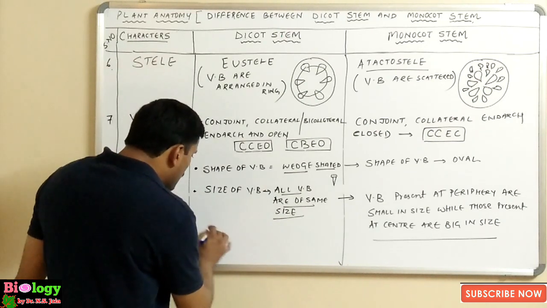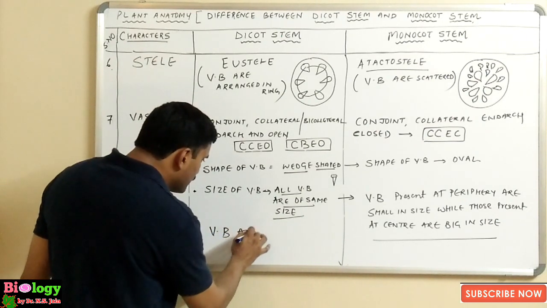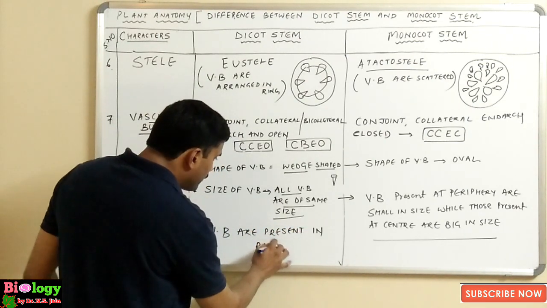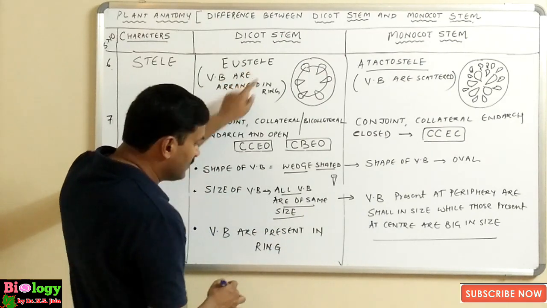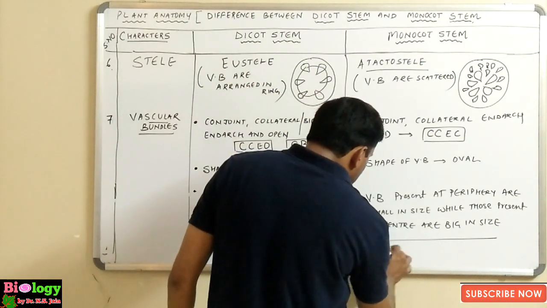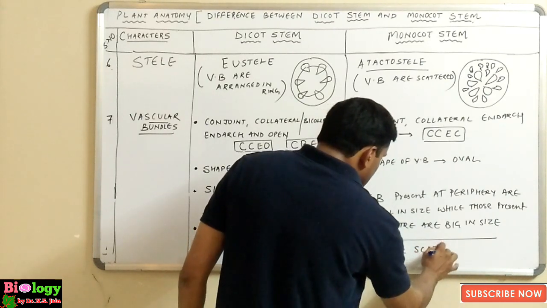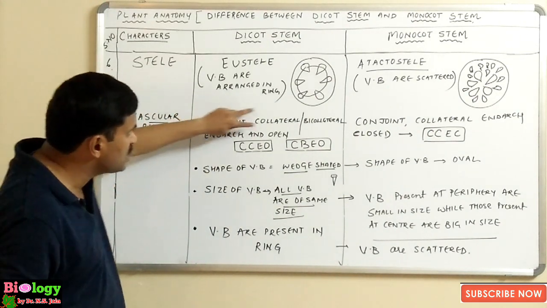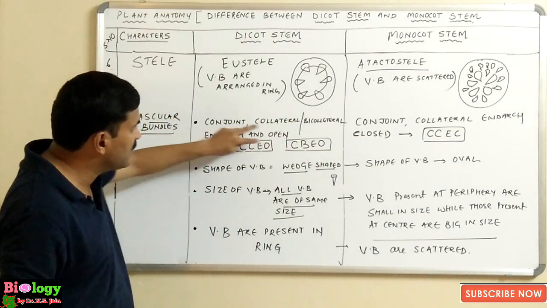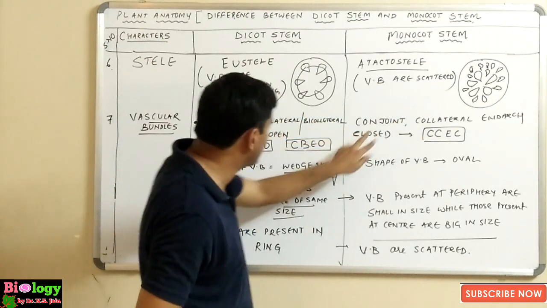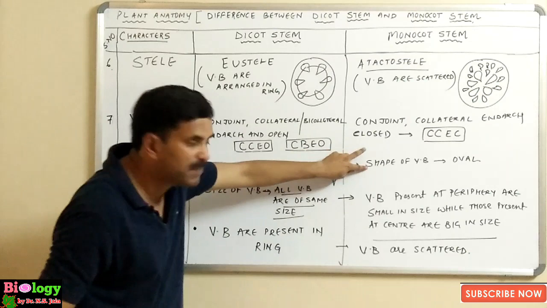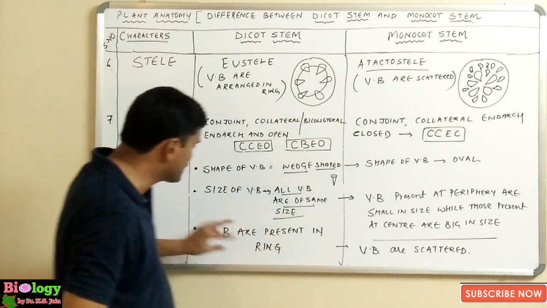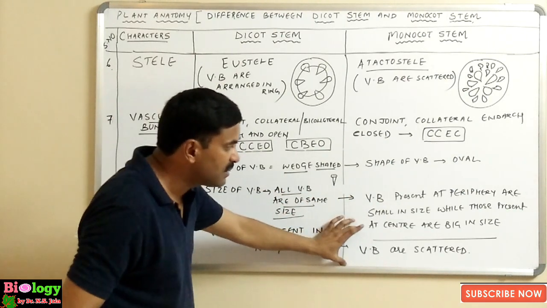Okay, and all the vascular bundles are present in a ring, that we have discussed here also. That's why we call it eustele. And here the vascular bundles are scattered. So vascular bundles are conjoint, collateral, bicollateral, endarch and open; here conjoint, collateral, endarch and closed. Shape is wedge shape, shape is oval. Size, all vascular bundles of same size, they are of unequal size. They are present in a ring, they are scattered.